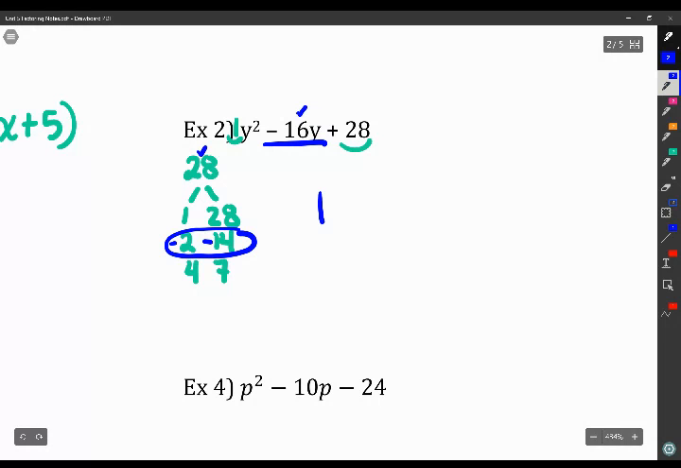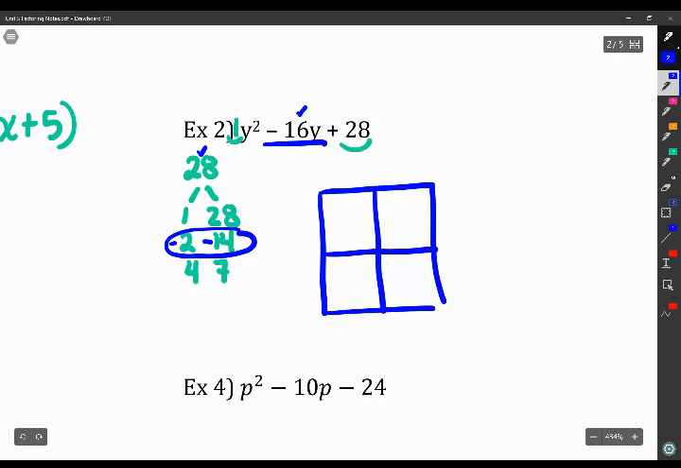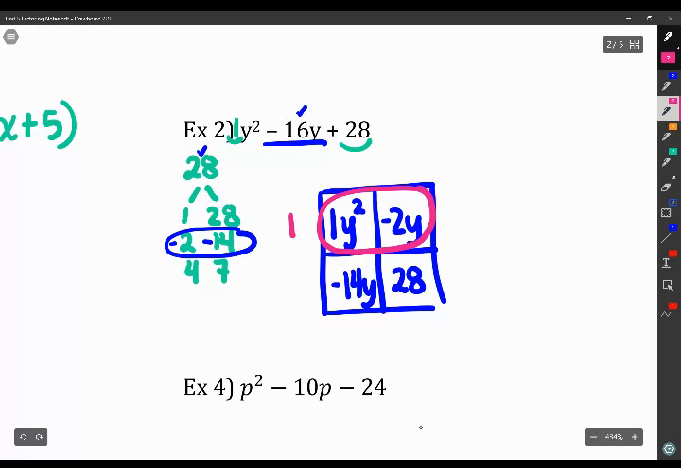And then we do the box. So we do the box, we put in our terms, so we've got y squared and 28, and then we have negative 2y and negative 14y. And then we take out our greatest common factor. So greatest common factor out is 1y. Greatest common factor out. And again, we're looking for the smallest number.